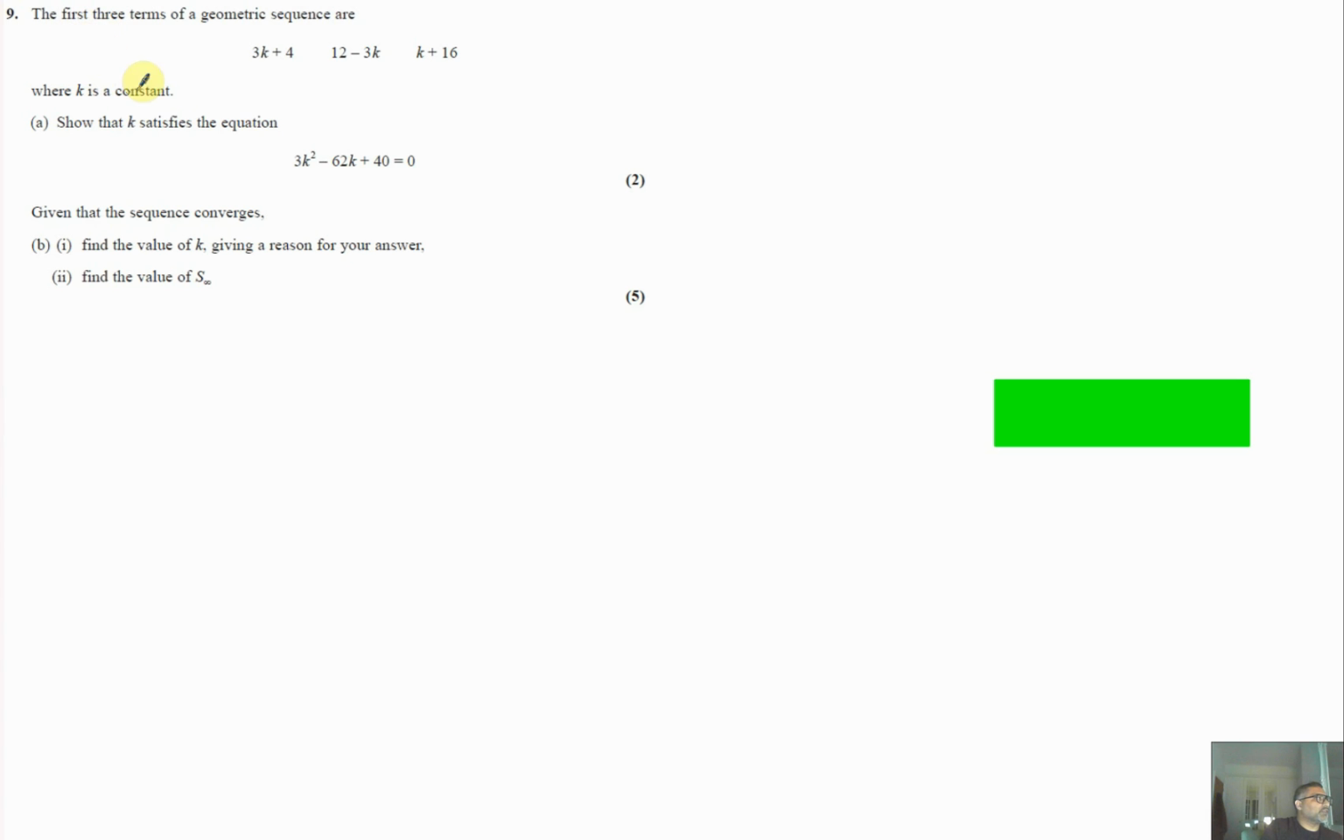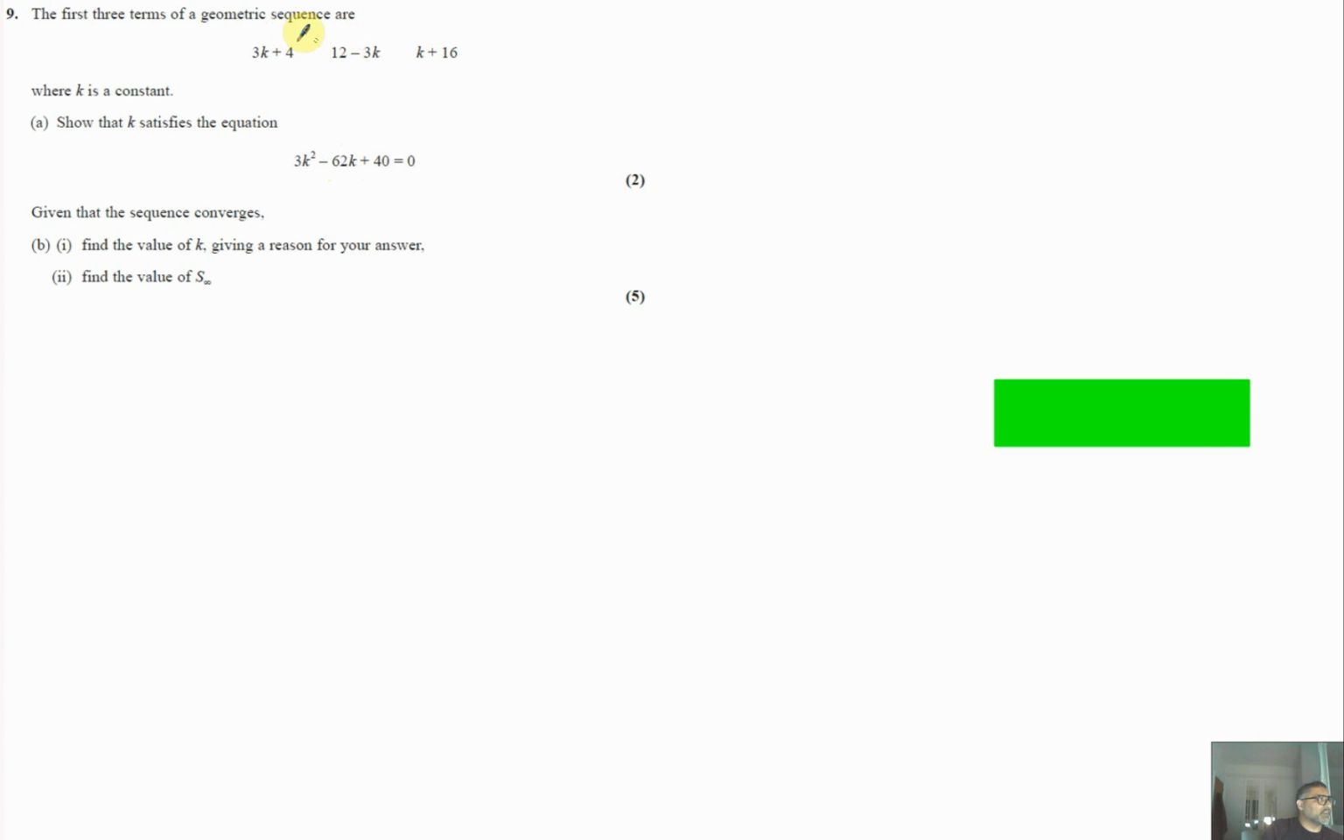Okay, question 9 on the June 23 paper 1 Edexcel A level. This is to do with geometric sequences. What we need to remember here is that a geometric sequence is one that has a common ratio. It's being multiplied by the same value every single time. So for part A, it says show that K satisfies this equation.